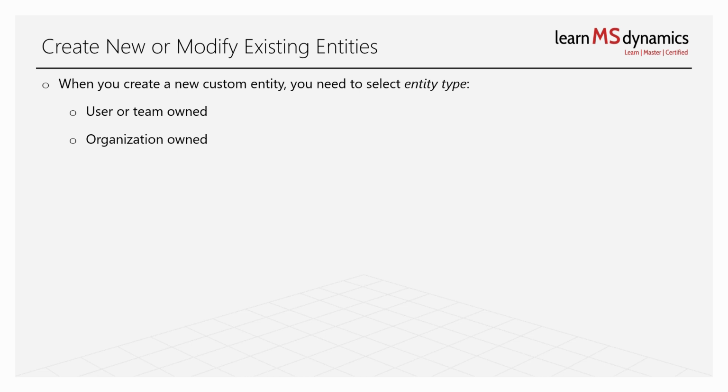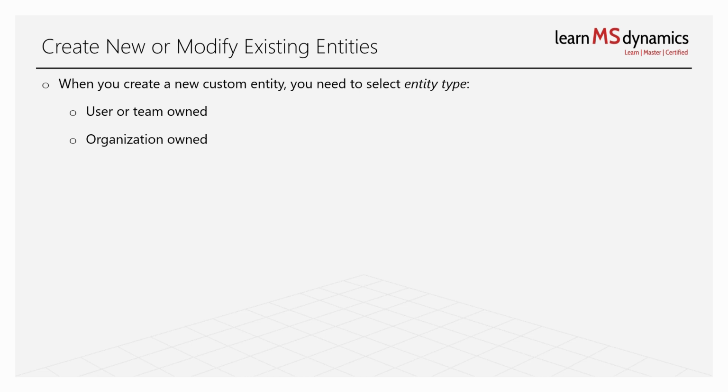A typical example of user or team owned entity is lead or account. So for example, if you are creating a lead, then you should know who is the owner of that particular lead, means who is responsible to convert that particular lead to an opportunity and sale. So in those scenarios, an entity record must have an owner.